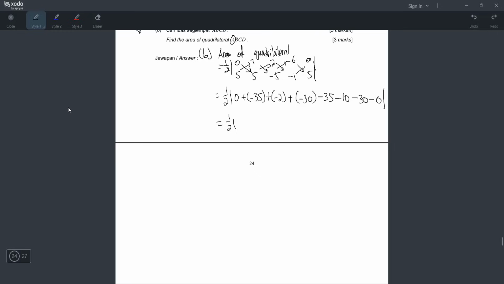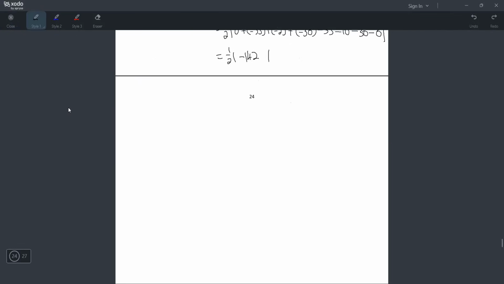Okay. And then 1 over 2. Okay. Time to press calculator. Negative 35, minus 2, minus 30, minus 35, minus 10, minus 30. Okay, my calculator gives me negative 142. But this is not the answer yet. You still have to modulus and divide 2. So what is modulus negative 142? It becomes positive 142.